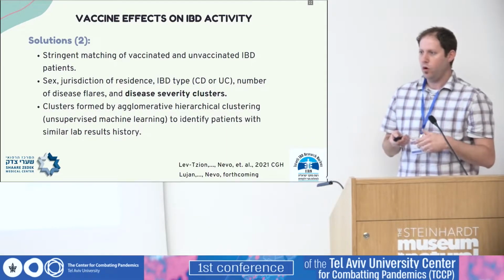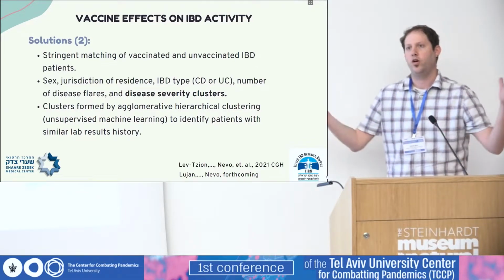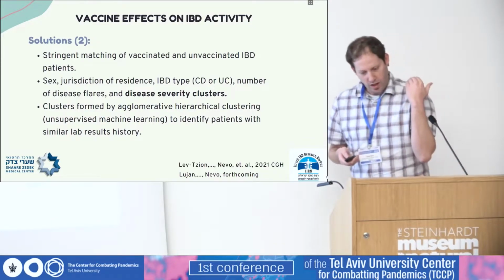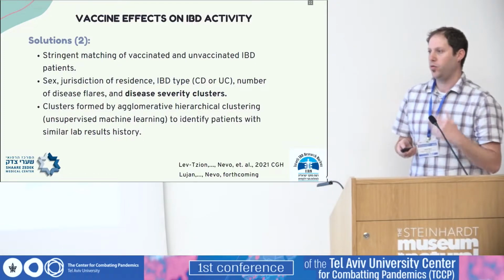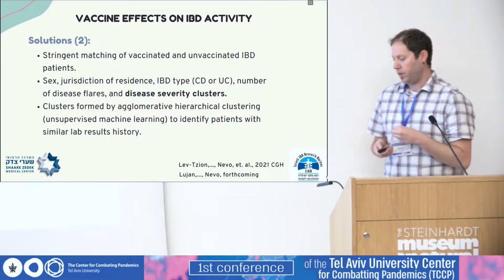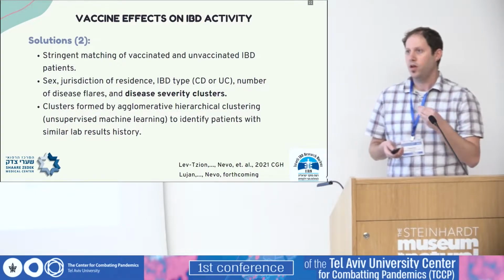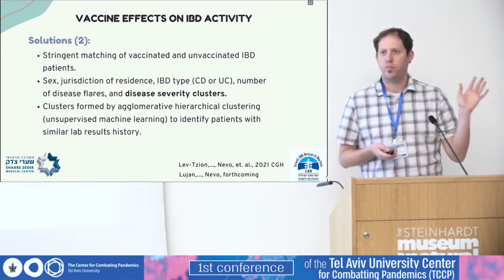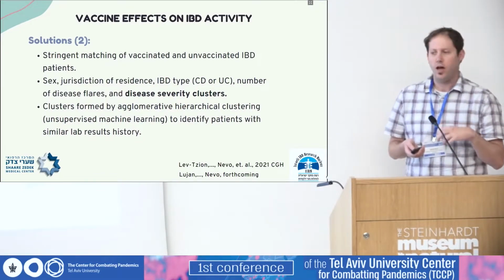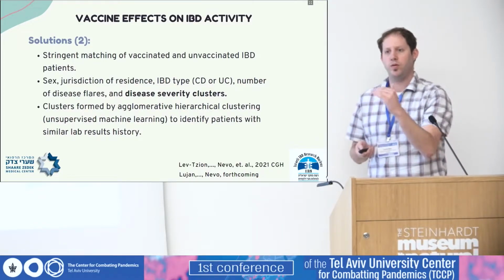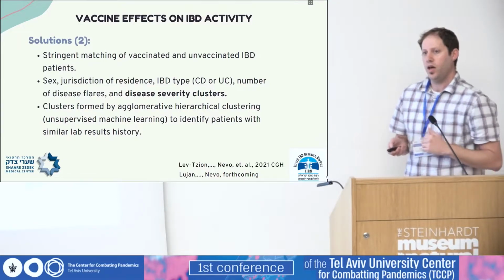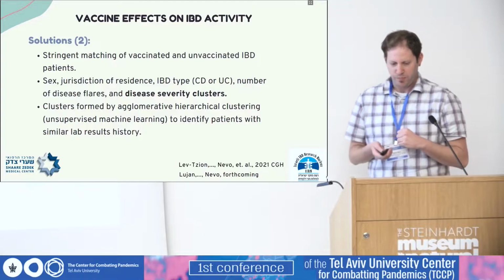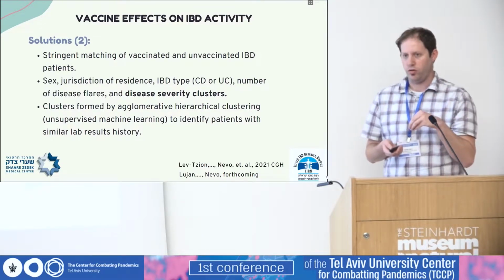For the second problem, of how to study disease severity when we need to match on a complete medical record, we used an unsupervised machine learning algorithm to classify IBD patients into different disease severity clusters or groups. We validated in a second paper that is coming out that these clusters are actually quite predictive of what's going to happen next. So people in certain clusters are more likely or less likely to have flares or more intensive treatment. And then we used these clusters in the matching process.